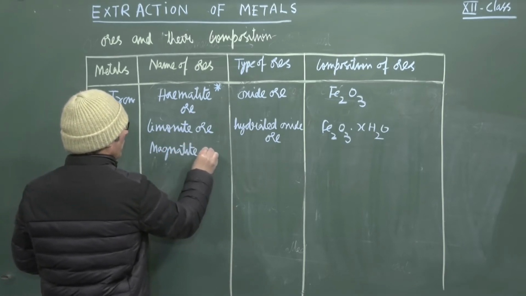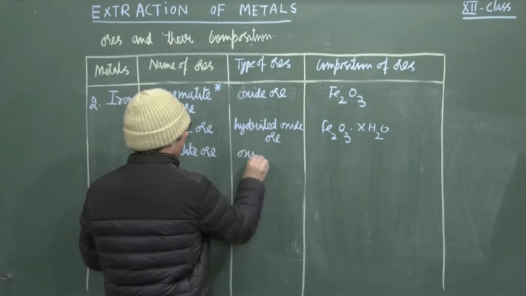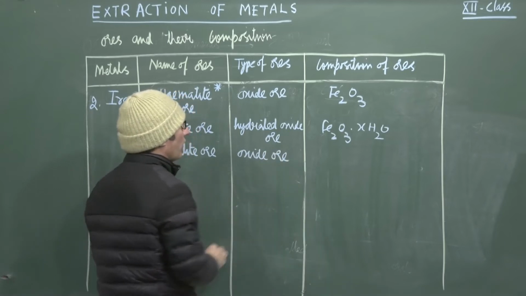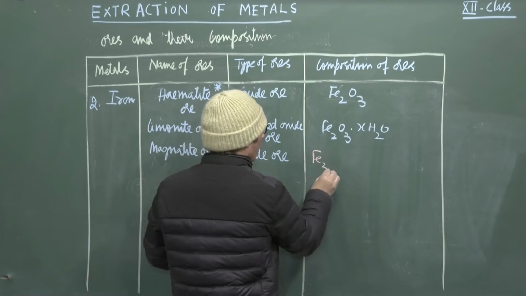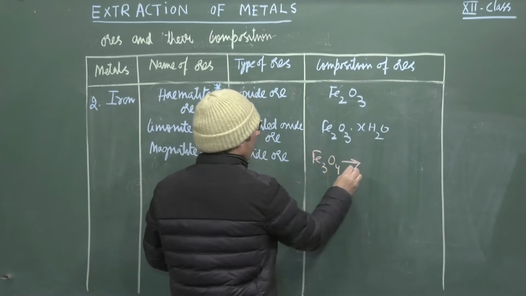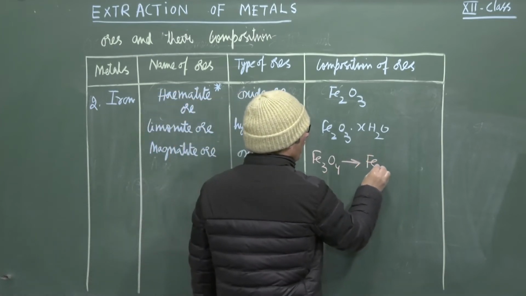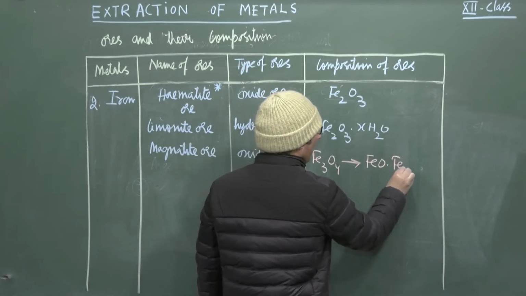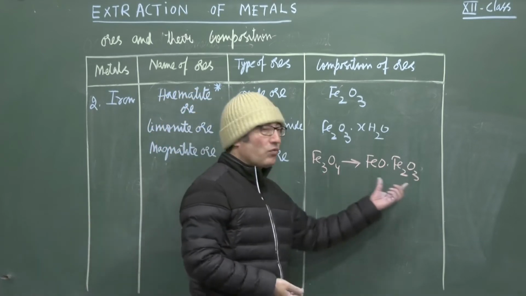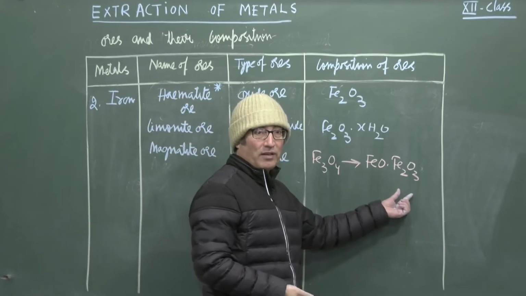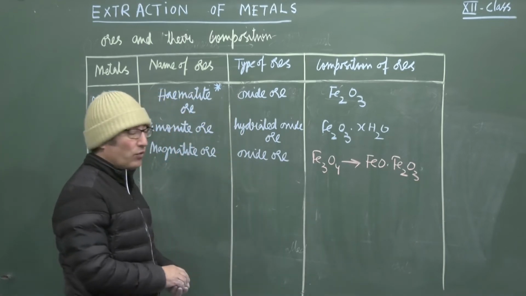The third one is the magnetite ore. These are the names of the ores. It's an oxide ore. In this oxide ore, the composition is Fe3O4. This Fe3O4 is a mixed oxide of ferrous oxide and ferric oxide in equal quantities. So equimolar quantities of ferrous and ferric oxide make the ore called magnetite ore, with the composition Fe3O4.